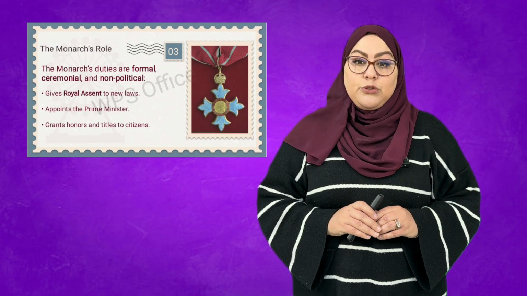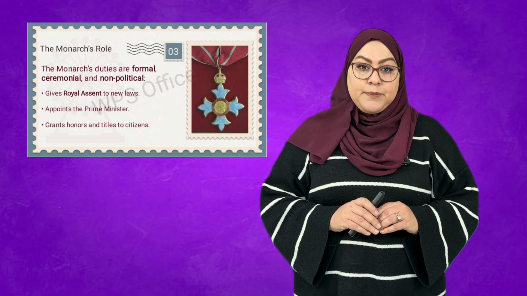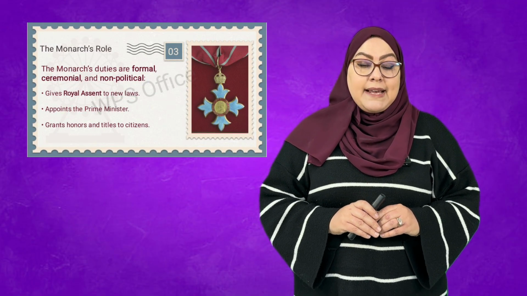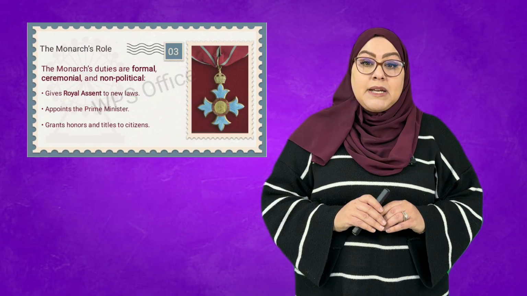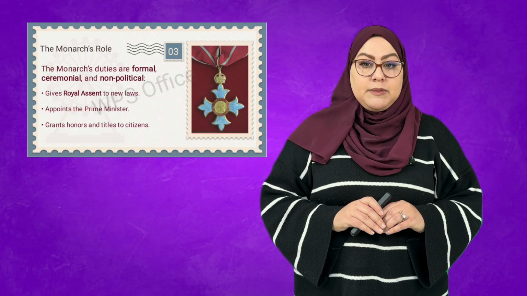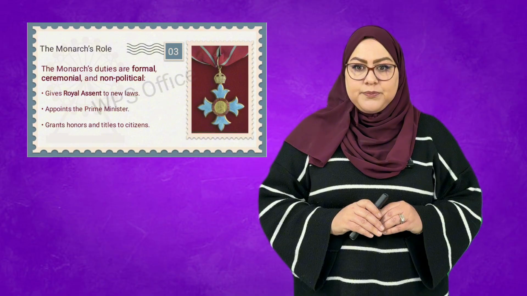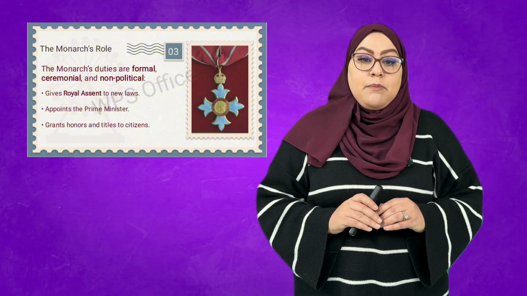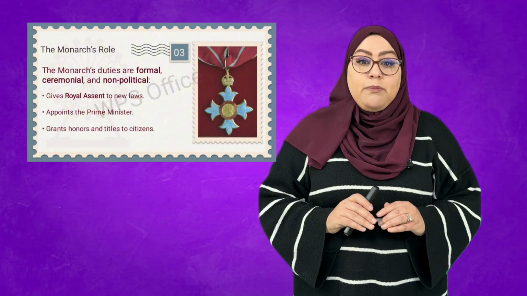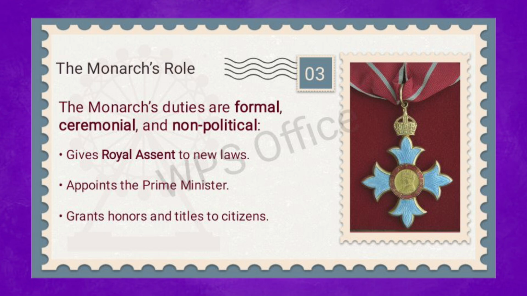The king's role today is largely ceremonial, but it's still vital to British political and social life. When Parliament passes a law, the king must grant royal assent before it becomes official. Although it's now a symbolic gesture, no bill can become law without it. The last time royal assent was refused was in 1708 by Queen Anne.